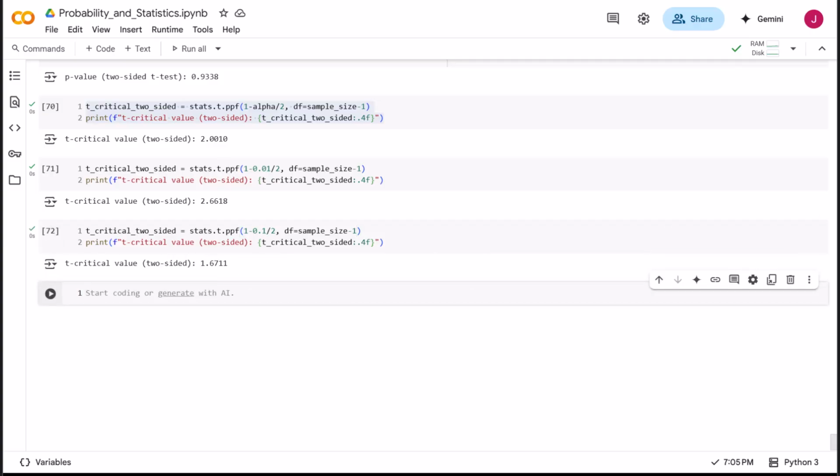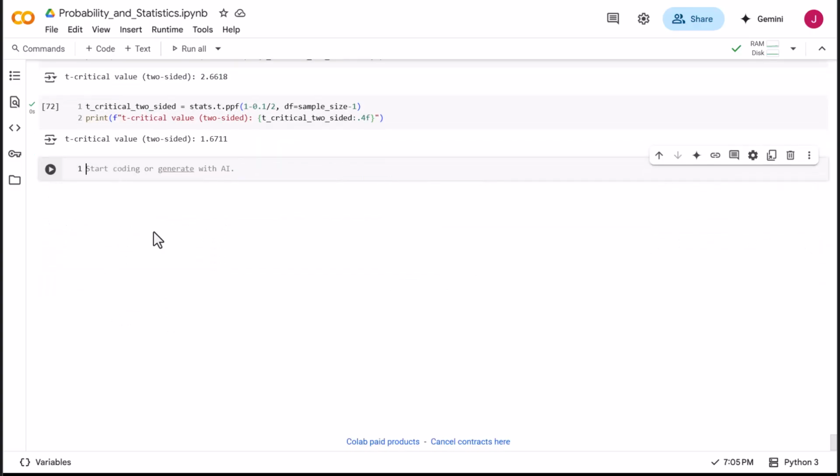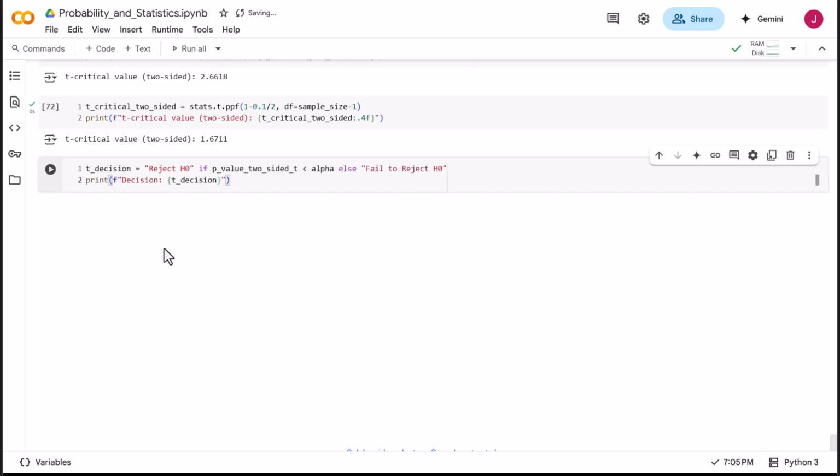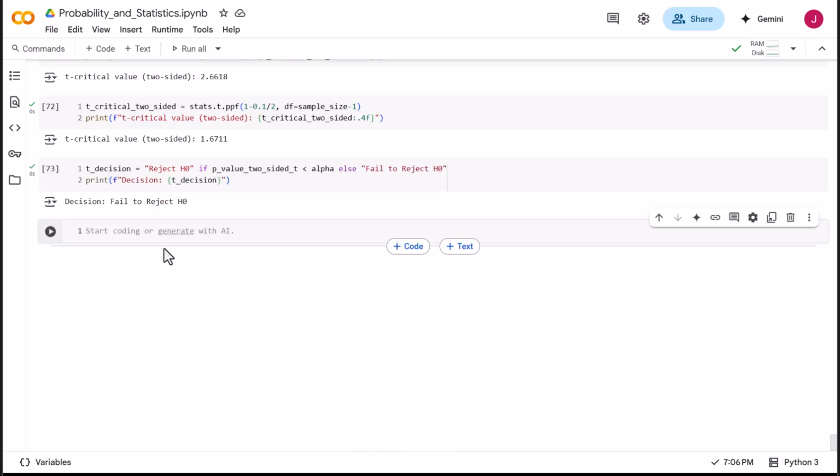Based on that one that we got it. Now we're gonna try the decision, right? T decision is equal to whether to accept or reject, right? So T decision is equal to reject H0. It means reject the null hypothesis if p-value of two-sided is less than alpha, otherwise fail to reject the H0. So we fail to reject H0.